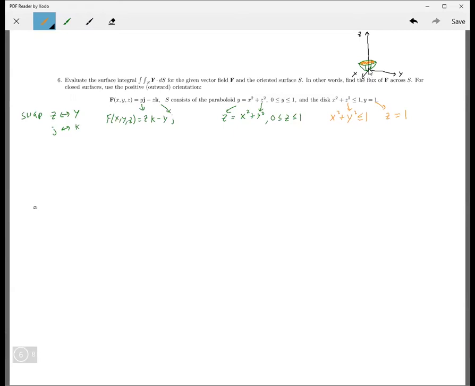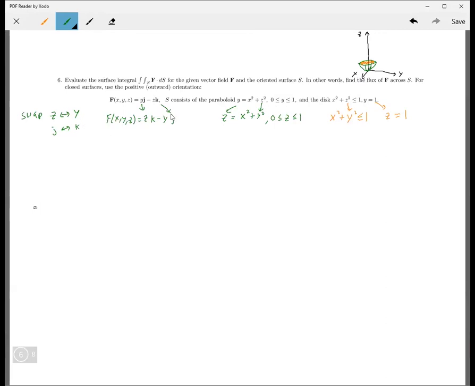Is there more fluid going in, or is there more going out? Okay, what's the net effect? That's sort of what we're looking for right there. Now to find that, we have to find the flux over the parabolic surface, and we have to find the flux over the top of it, which is the orange part. So we have to do those separately.